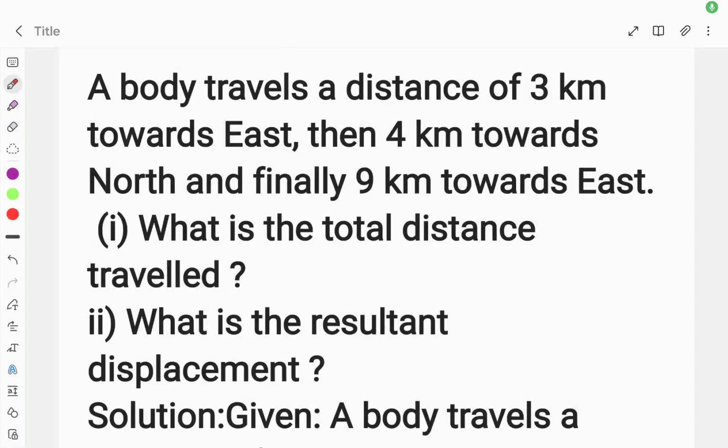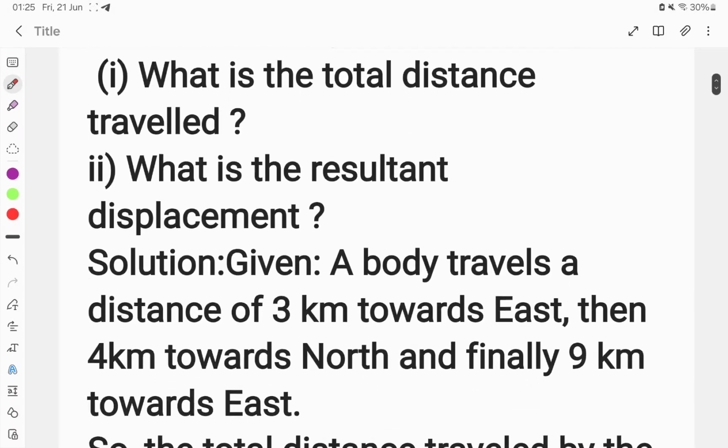Student, this is the sum of distance and displacement, chapter motion in one dimension, 9th ICSE and CBSE. A body travels a distance of 3 km towards east, then 4 km towards north, finally 9 km towards east. Then we have to find total distance and total displacement.